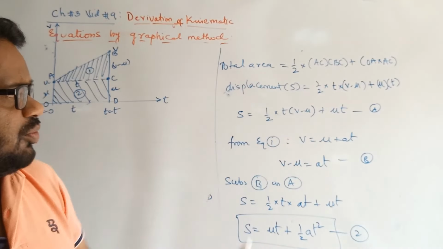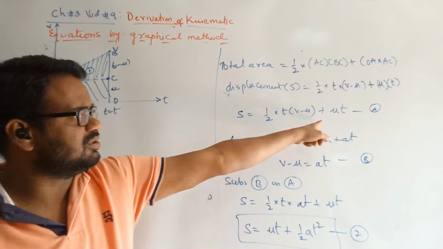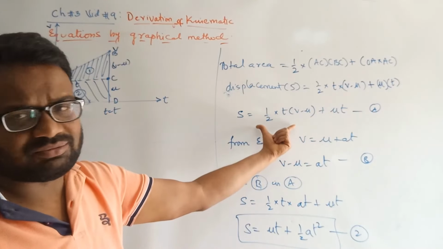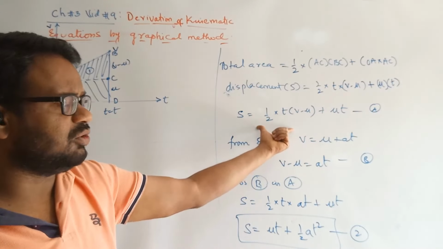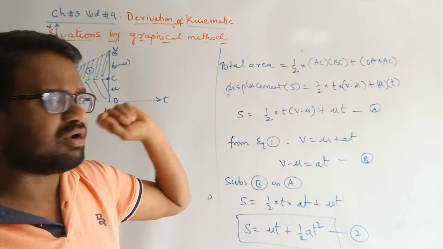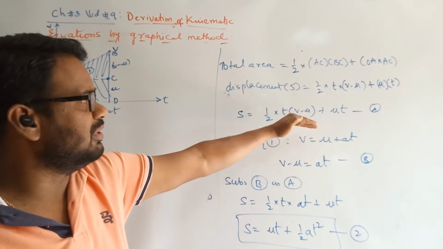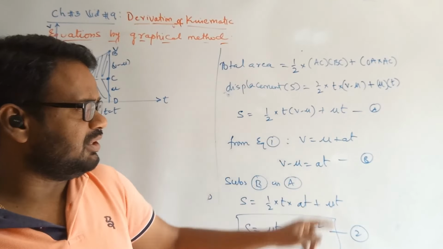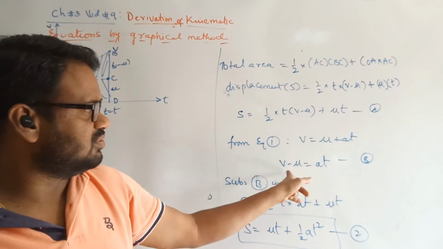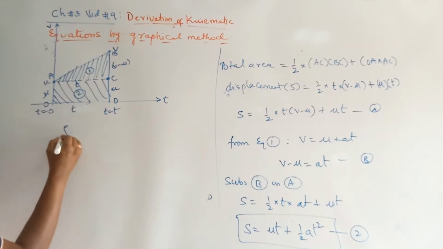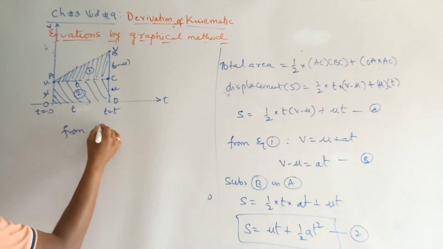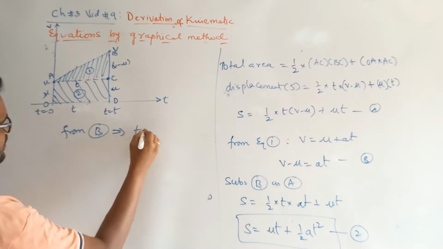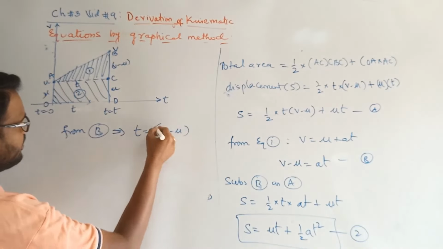Like in this equation, I can say straight away from equation A, you need to eliminate time from this, because in the third equation there is no time factor. Accordingly, you should now check how to eliminate time from this. To eliminate time, you can make use of the equation from B. That is, from B, you can write that time is equal to V minus U by A.